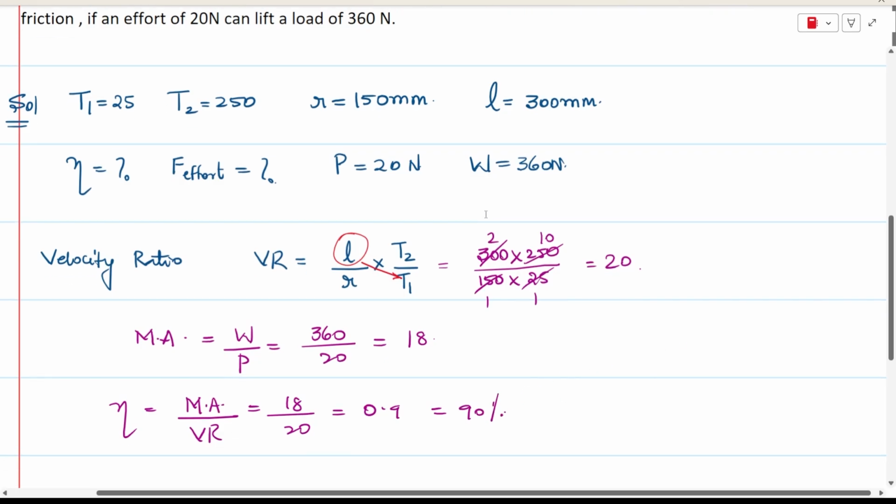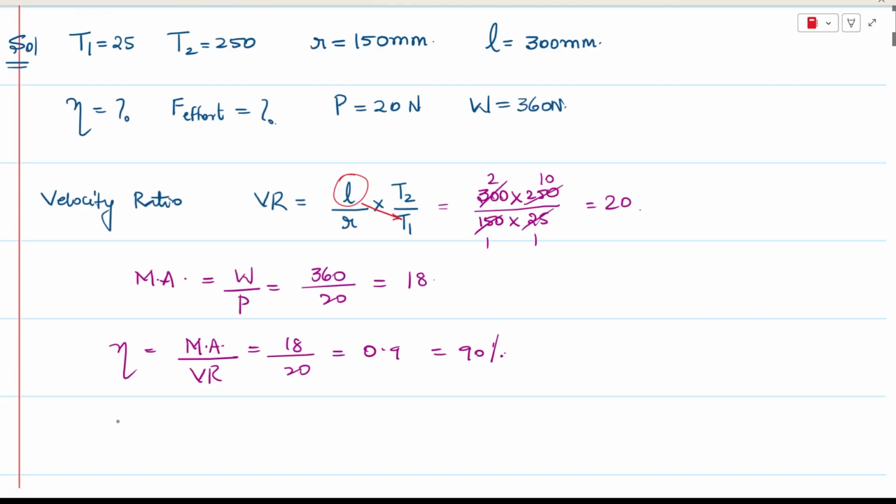Next is effort lost in friction that needs to be computed. So effort lost in friction, or frictional effort, is equal to actual effort minus ideal effort. So actual minus ideal, where ideal is W by velocity ratio. So actual effort, that is 20, minus W, which is 360 divided by 20. So this is two ones and two 18s. So 20 minus 18, which is 2 newtons.